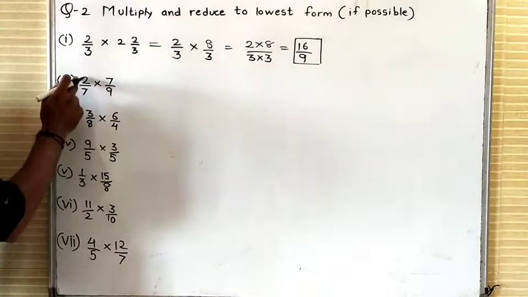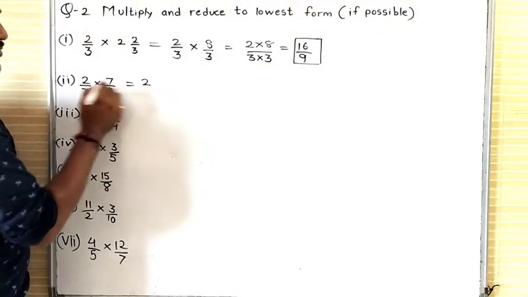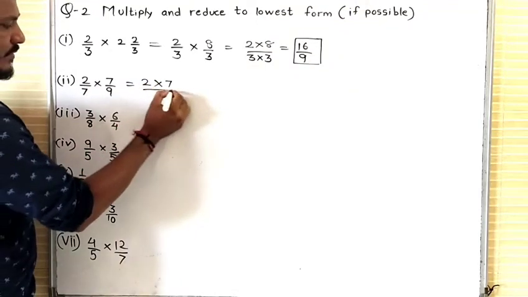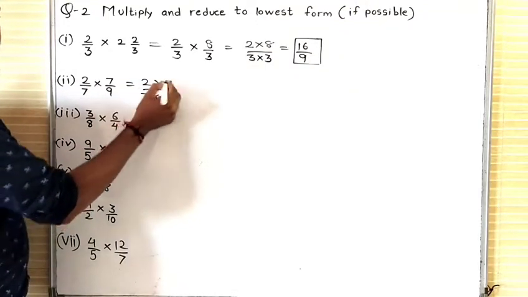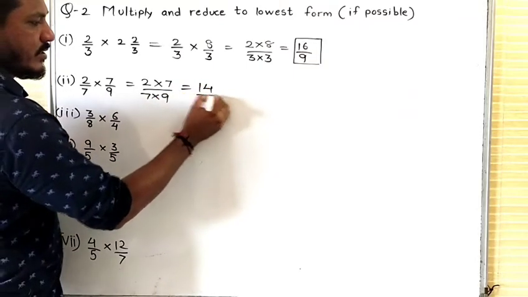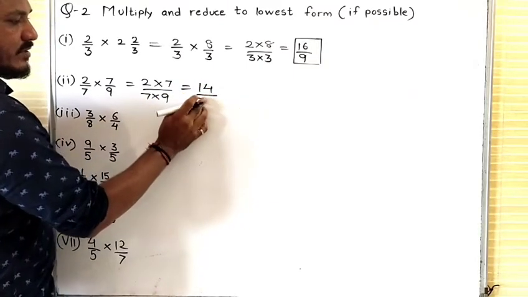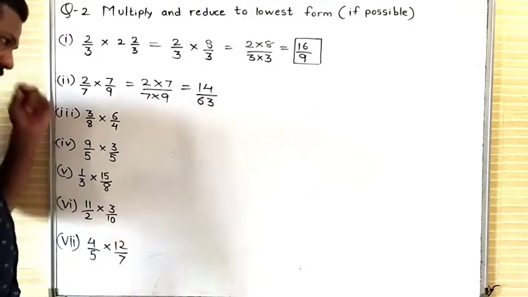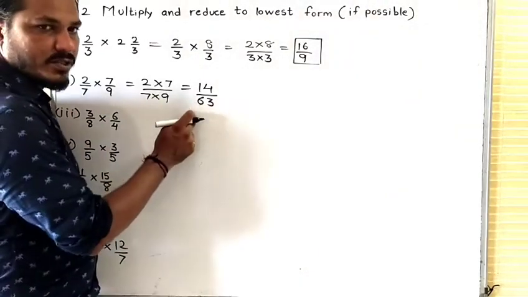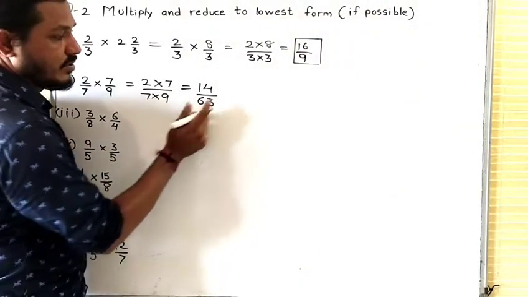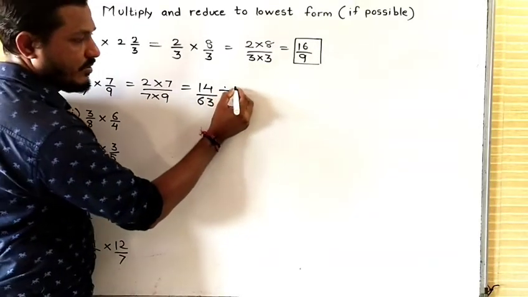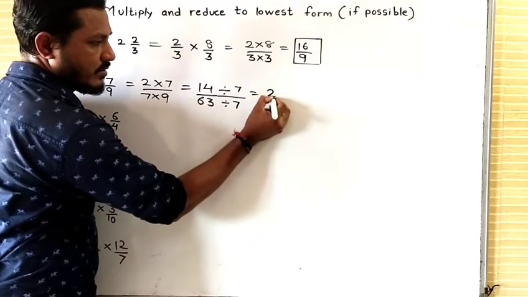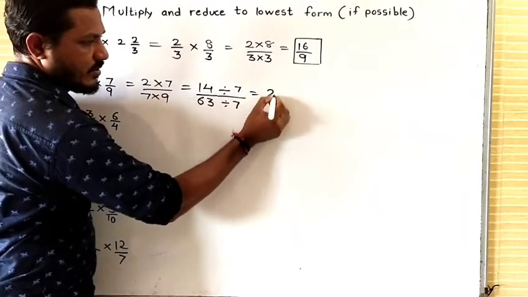Then next one, 2 by 7 into 7 by 9. So 2 into 7, 7 by 9. Don't do direct cancellation. First you need to multiply. 2 7s are 14, 7 9s are 63. So dear student, here the common factor is 7. Both values are possible to reduce by 7. So both values you have to divide by 7. So 7 2s are and 7 9s are.